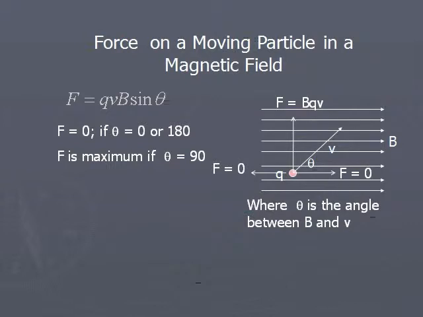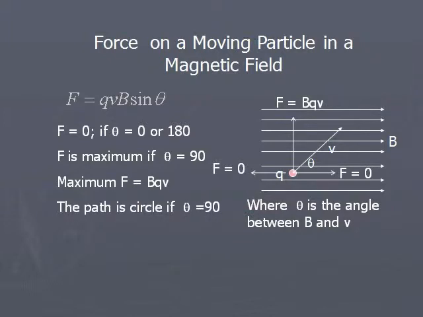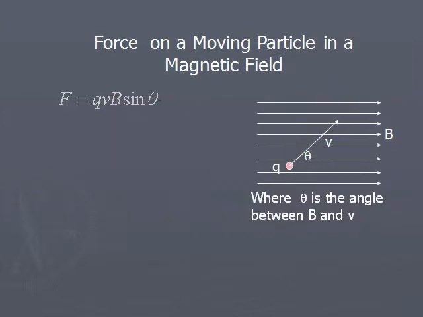If theta is equal to 90 degrees, sin theta is equal to 1. So F is equal to BQV. This is the maximum value of the force. The force is maximum when the charged particle is moving perpendicular to the direction of the field, and the value of maximum force is equal to BQV. In such a case, the particle will move in a circular path.